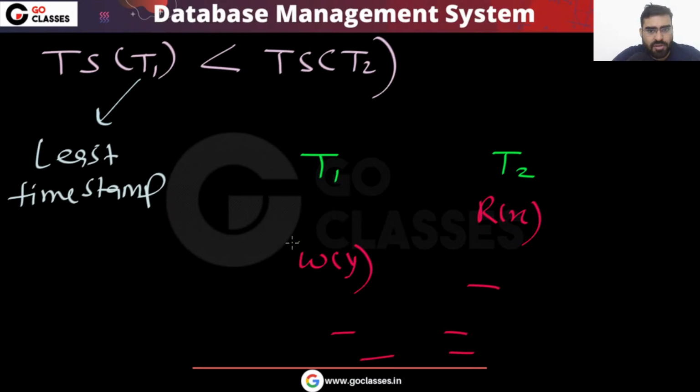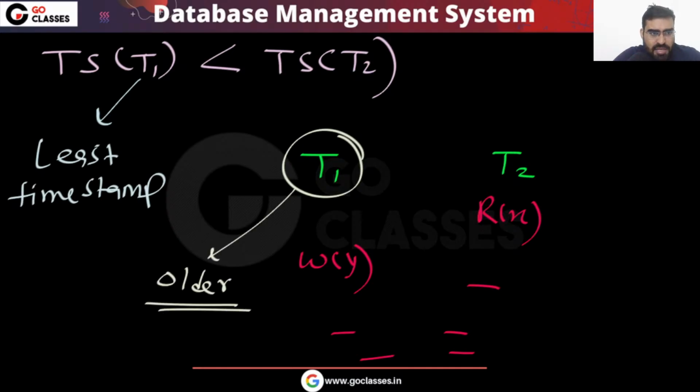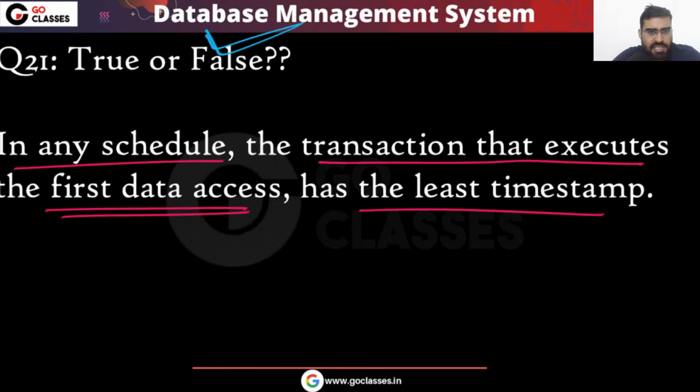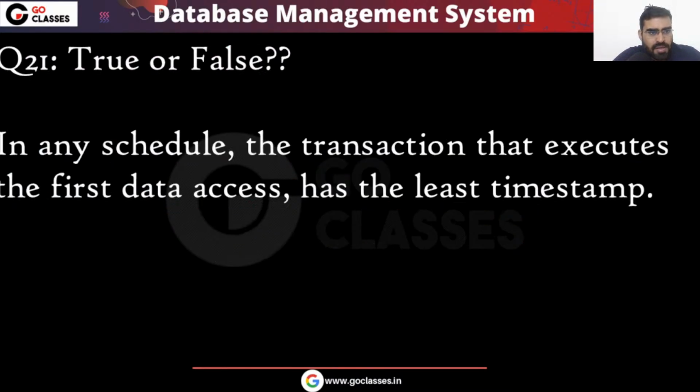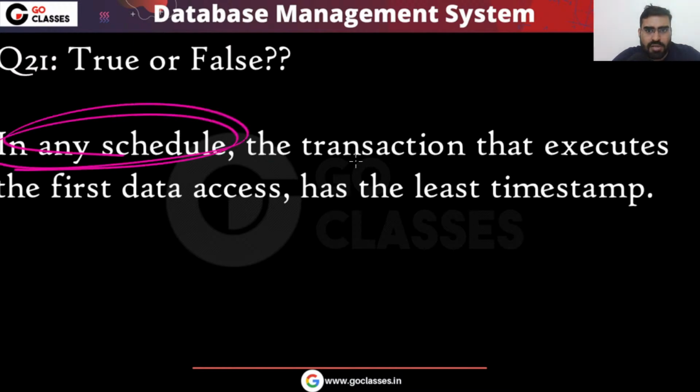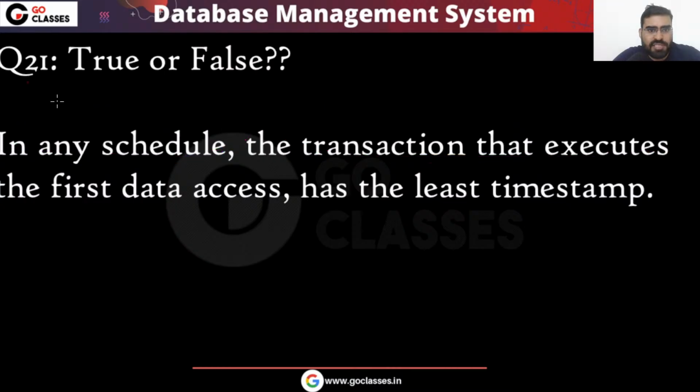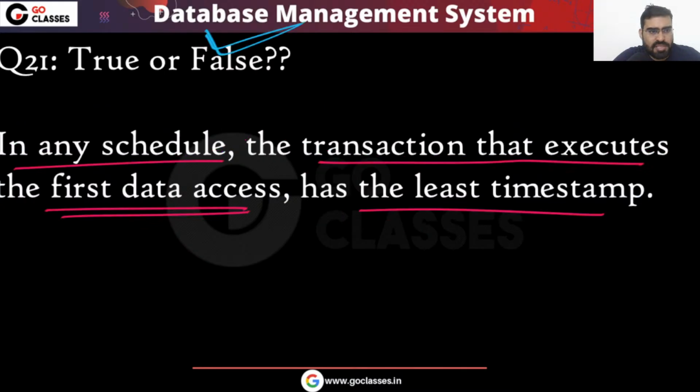Are you getting my point? So it is actually older, but it does not mean that it will do the first access. So is this clear? Question number 21. Are you comfortable that in any schedule, the transaction that will execute the first data access has the least timestamp? The answer is false. This statement is false. Let me tell you, this is a standard question from the Ullman book.